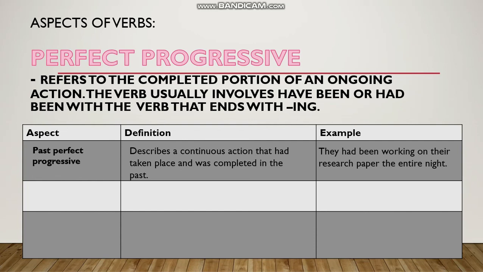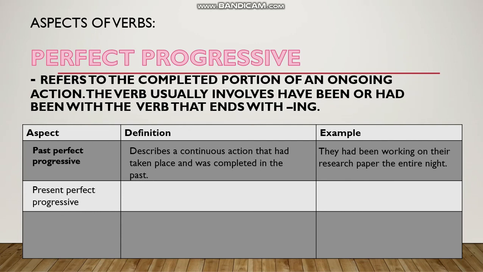Did it apply the formula? Yes. Had been working. Okay. Is it progressive? Check. Working. Is it perfect? Check. Had been. And it is in the past because this sentence used the word had.